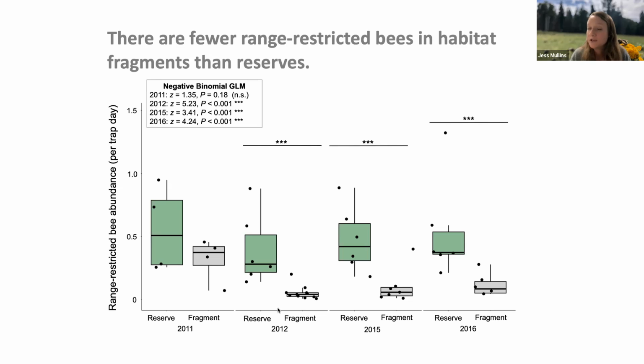So the range restricted species are those species with the 25% smallest range size of our entire species list. So we've observed about 150 species total. And so the bottom chunk of those, the bottom 25%, are those that I consider range restricted. And range restricted bees are very uncommon in fragments.